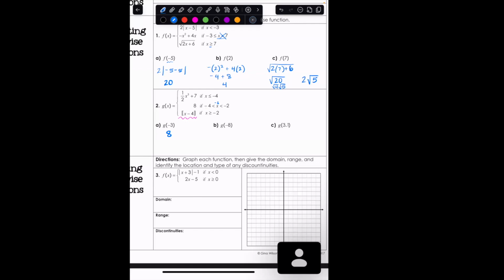This middle one, B, I have G of -8. So if I think about what piece I need to plug that into, -8 is in fact less than -4. So I'm going to plug it in here. I got 1/2 times -8 cubed plus 7.